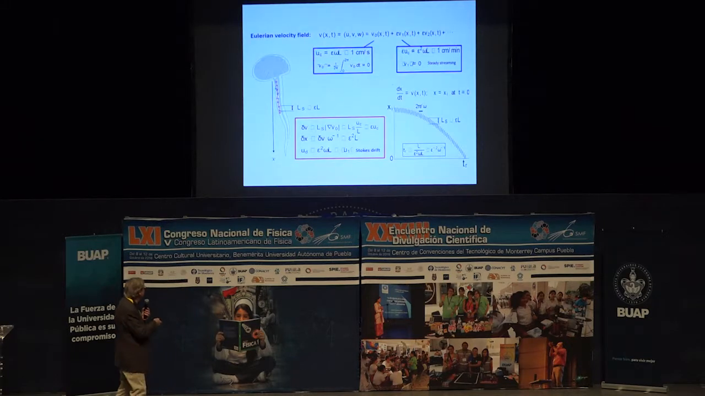So the total Eulerian velocity field then is given by this leading order oscillation, which has velocities of the order of 1 centimeter per second, and then this correction that we call the steady streaming, with velocities of 1 centimeter per minute. But that's not all that is happening in the problem.